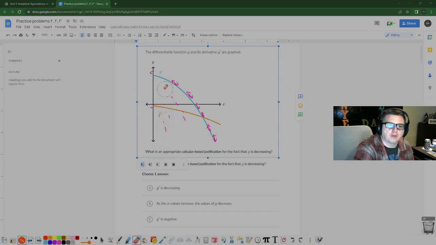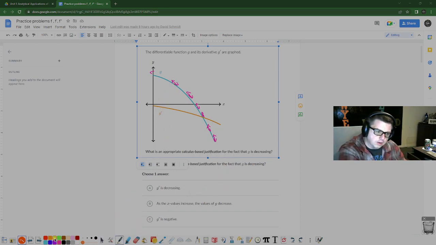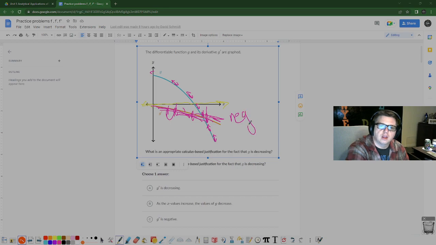But we have a graph, and we can see all of these instantaneous slopes are all negative. And then what we notice is that here's the x-axis, but we can see that the graph of g prime is all underneath the x-axis. What that tells us is that this entire graph is negative. And when that is negative, it means your function is decreasing.